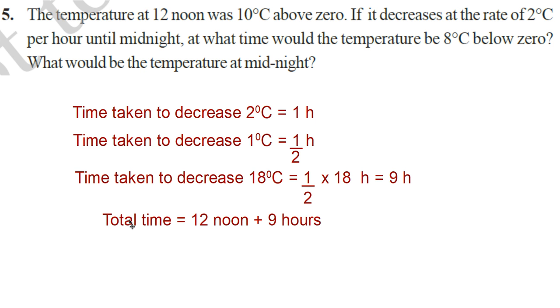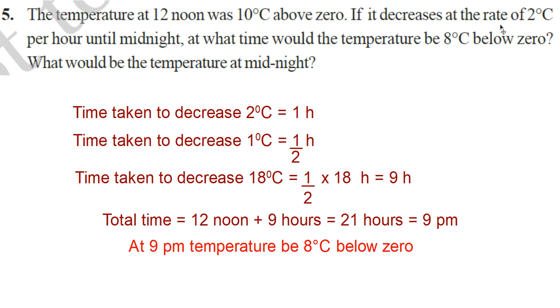Now this we can calculate as total time taken is equal to 12 noon it started plus 9 hours. So we reach 21 hours. Now what is 21 hours? Yes, it is equal to 9 p.m. So we can conclude at 9 p.m. the temperature will be 8 degrees Celsius below 0.